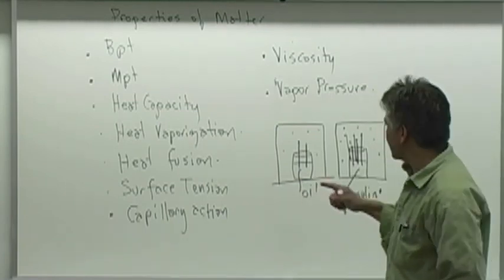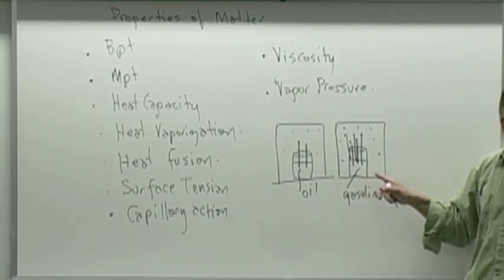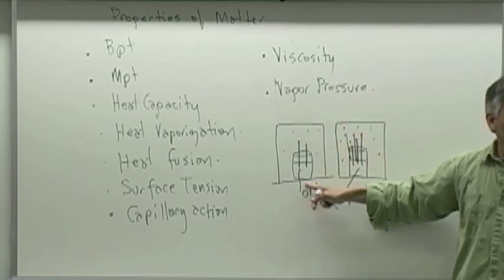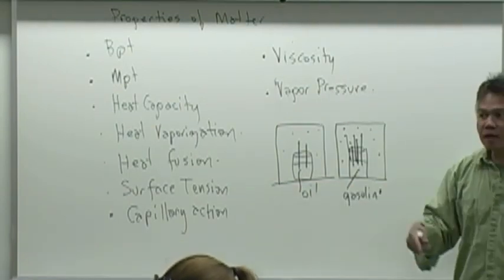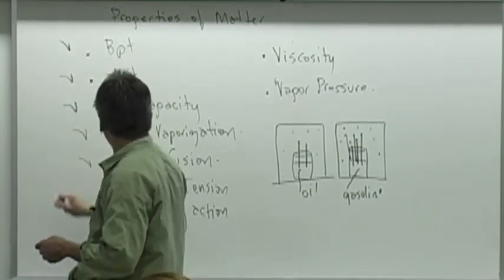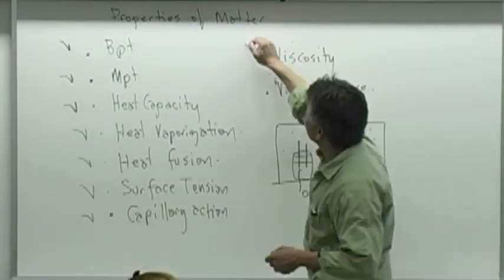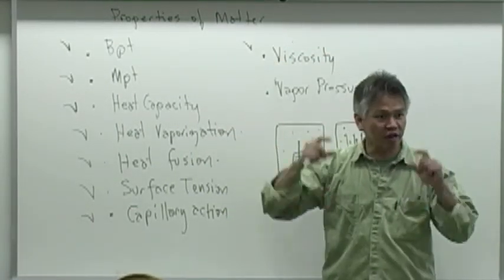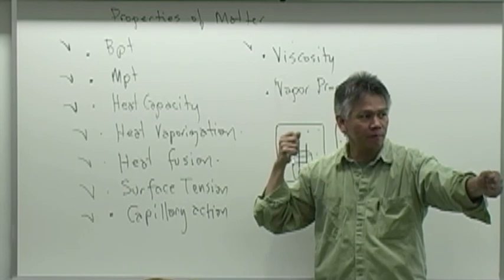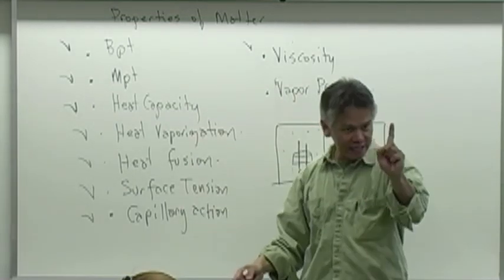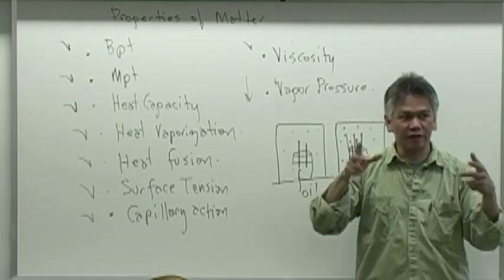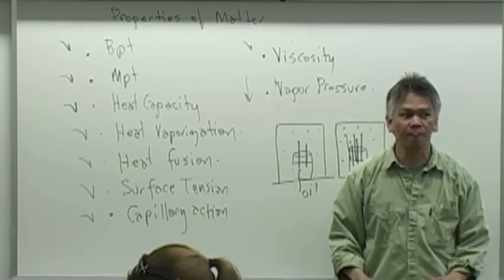So in these two examples, you can see that a chemical with weak intermolecular force is going to have higher vapor pressure than a chemical with strong intermolecular force. The bottom line is that all these properties right here, boiling point, melting point, heat capacity, heats of vaporization, heats of fusion, surface tension, capillary action, viscosity, will be high for chemicals with strong intermolecular force. It's very difficult to separate them from each other. All of these will be high except for vapor pressure. Vapor pressure is the only one that goes down, that has the opposite trend. If it's got strong intermolecular force, the vapor pressure is low. Okay?